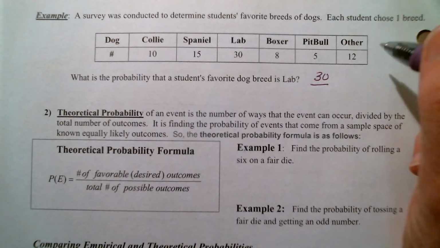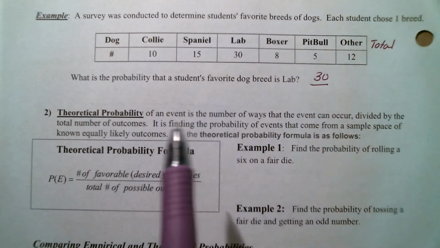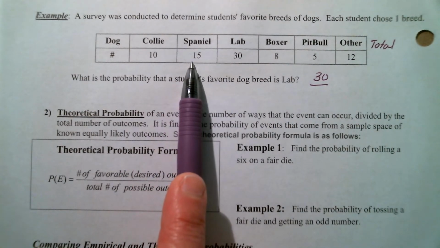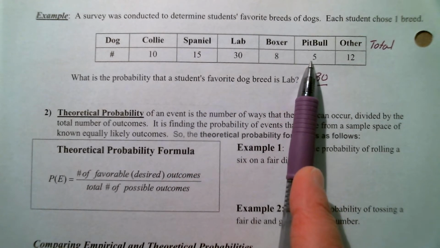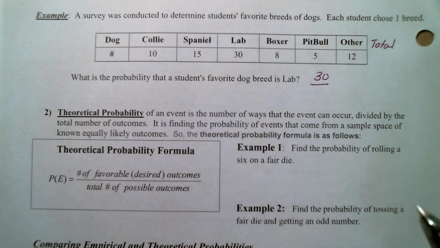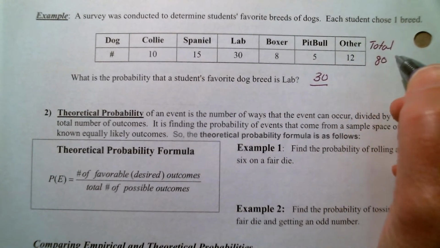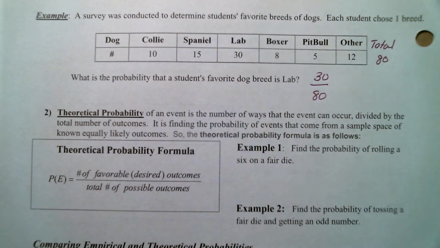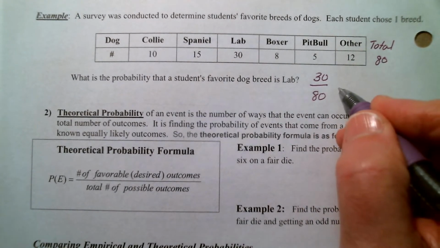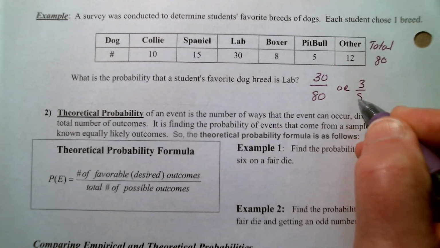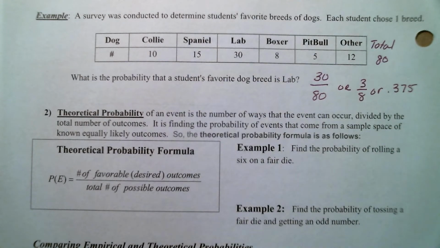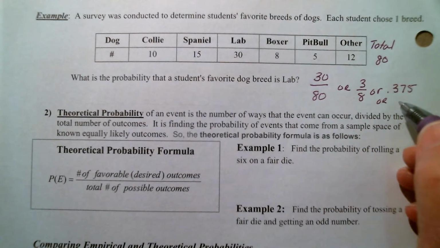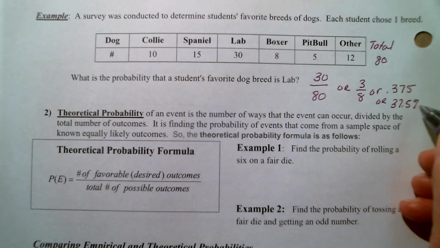We're not told that, but we would have to add these all up. 25 and 30 is 55, 60, and 20, 80. So 30 over 80 is our probability, or we could reduce that, or the decimal, 0.375, or the percentage, 37.5%.